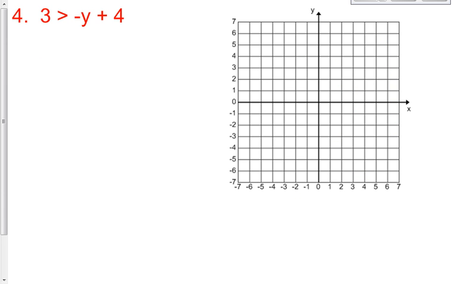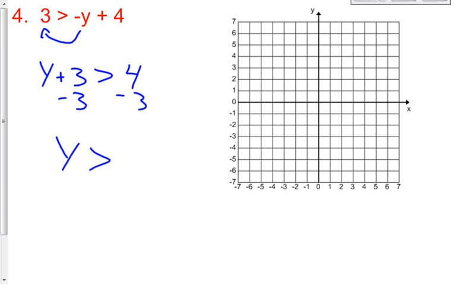So for number 4, I'm going to get my y over here by adding a y. So it's going to be a positive y plus 3 is greater than 4. And then I'm going to subtract 3 to get y all by itself. So y is greater than 1. Remember, when I added this over here, I don't have to change any signs. It's only if I multiply or divide by a negative. If I multiply or divide by a negative, that's when I need to switch the signs.